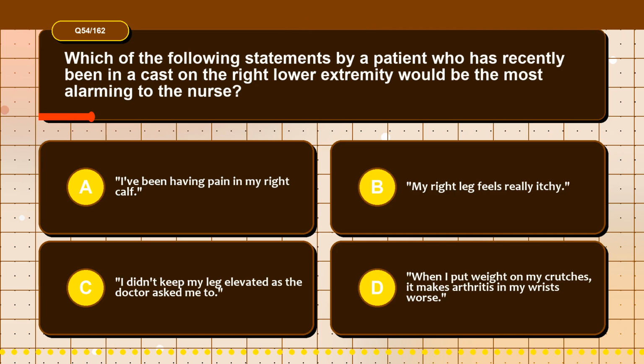Which of the following statements by a patient who has recently been in a cast on the right lower extremity would be the most alarming to the nurse? Here are the options. Option A: I've been having pain in my right calf. Option B: my right leg feels really itchy. Option C: I didn't keep my leg elevated as the doctor asked me to. Option D: when I put weight on my crutches, it makes arthritis in my wrists worse.